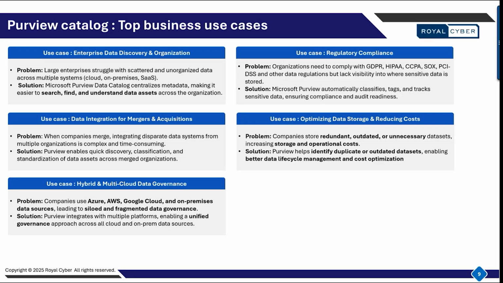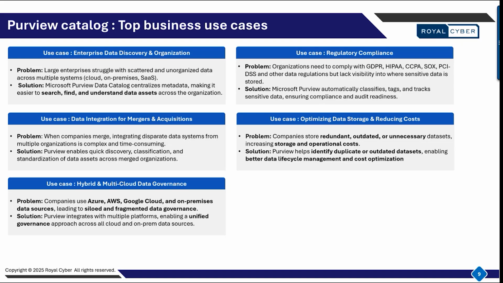For example, take companies going through mergers and acquisitions. They struggle to integrate different data systems, leading to inefficiencies and inconsistencies. Purview streamlines this whole process by classifying, standardizing, and organizing data across merged organizations. It also helps with cost optimization.